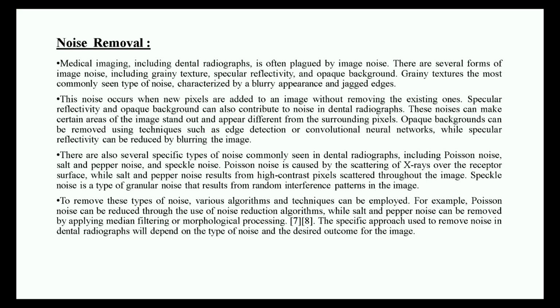For example, Poisson noise can be reduced through a noise reduction algorithm, while salt and pepper noise can be removed by applying median filtering and morphological processing. The specific approach used to remove the noise in dental radiographs will depend on the types of noise and the desired output of an image. The most commonly used one is Poisson noise, when compared with salt and pepper.